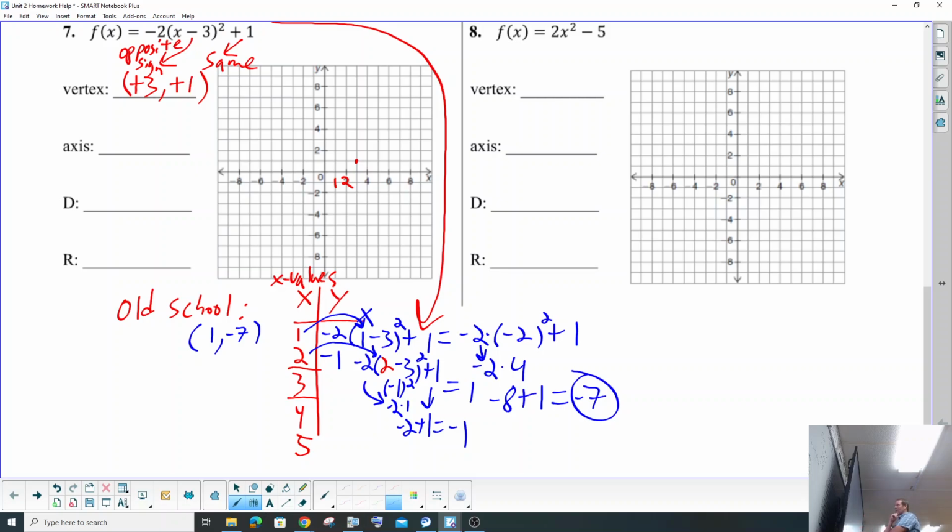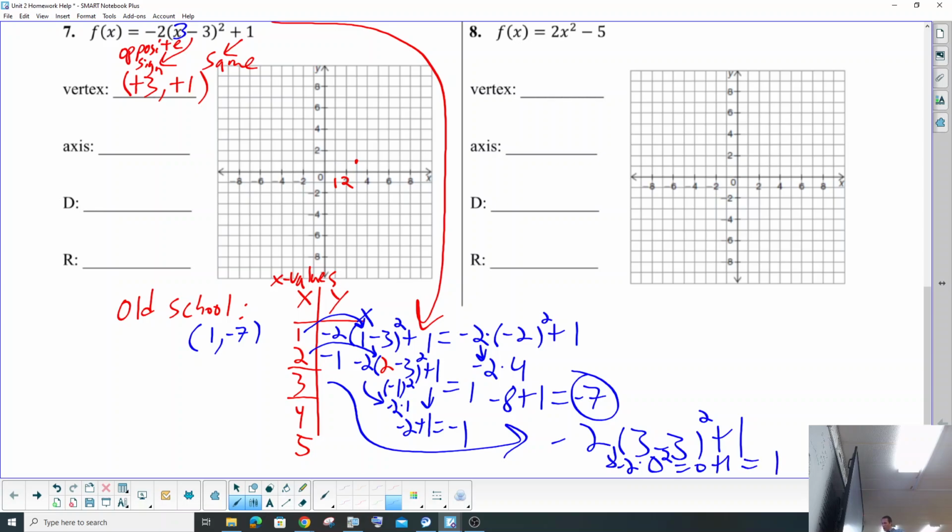And then we plug a 3 in. 3 minus 3. If we plug that in now, again, we're plugging it up here, right? So -2, 3 minus 3 all squared plus 1. 3 minus 3 is 0, squared is still 0, times -2 is still 0. And so that's just going to be 0, and we still have a plus 1. That's why it's 1. So we're going to do 3, 1.